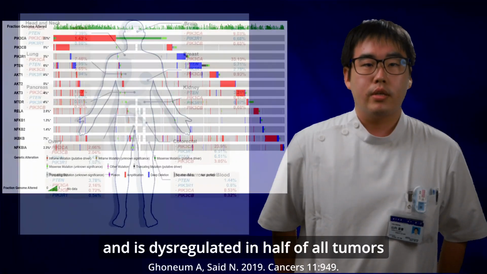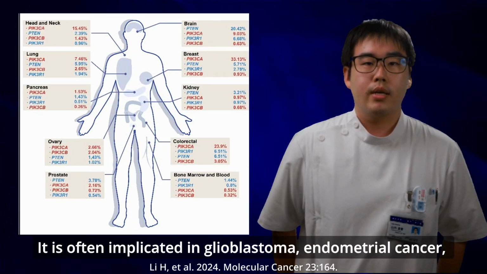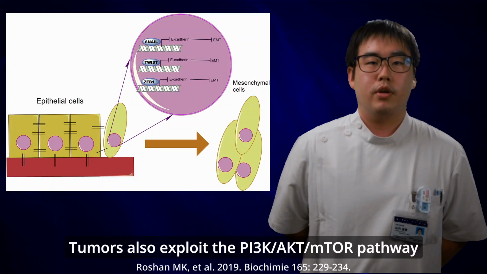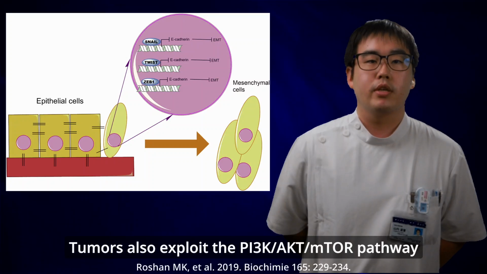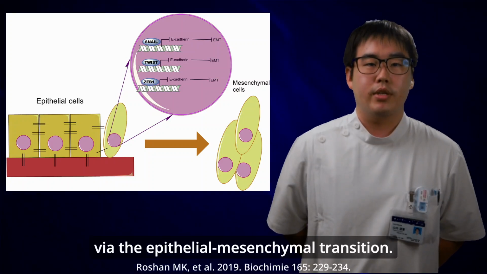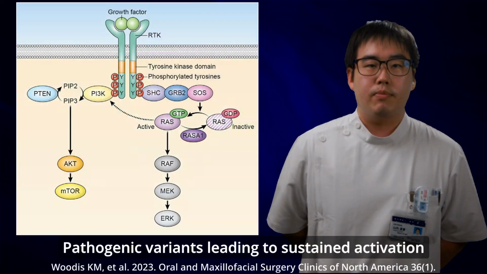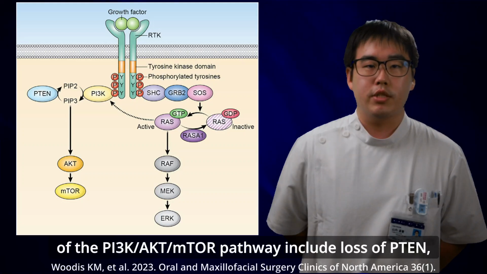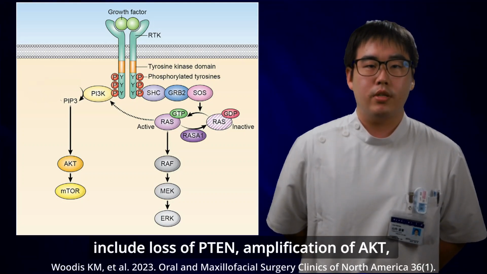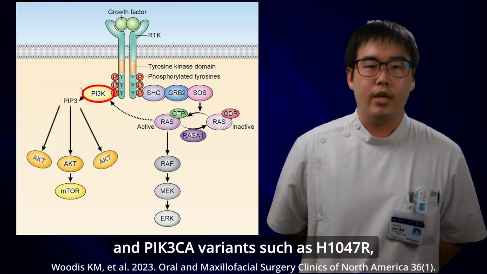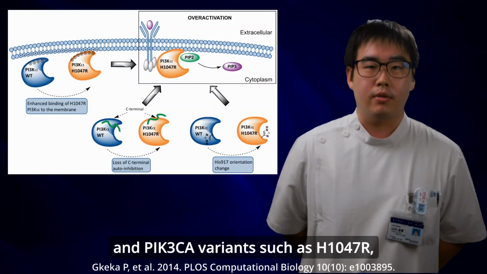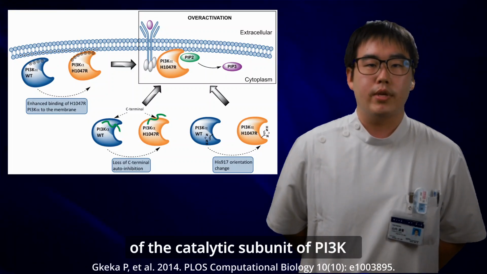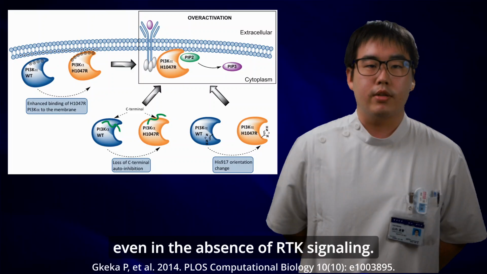It is often implicated in glioblastoma, endometrial cancer, breast cancer, and prostate cancer. Tumors also exploit the PI3K AKT mTOR pathway to promote metastasis via the epithelial-mesenchymal transition. Pathogenic variants leading to sustained activation of the pathway include loss of PTEN, amplification of AKT, and PI3K variants such as H1047R, which causes constitutive activation of the catalytic subunit of PI3K, even in the absence of RTK signaling.